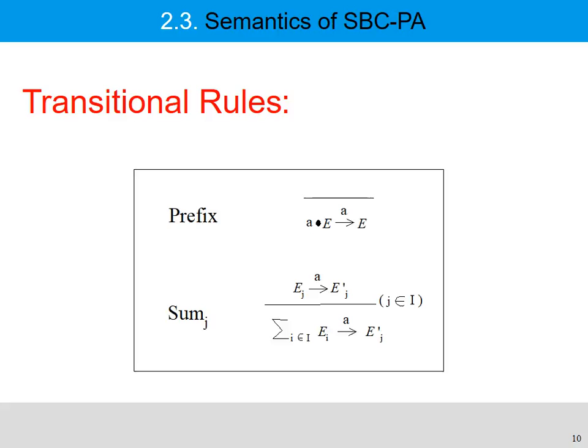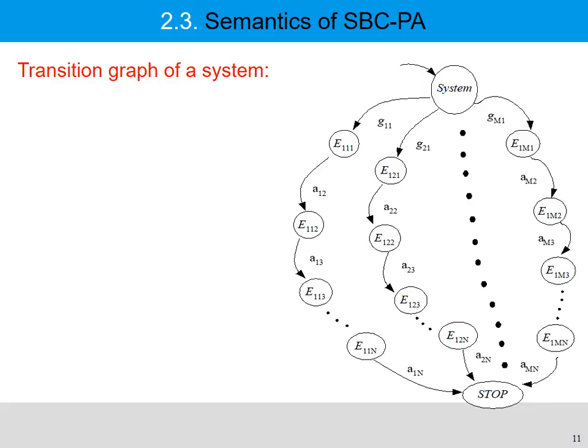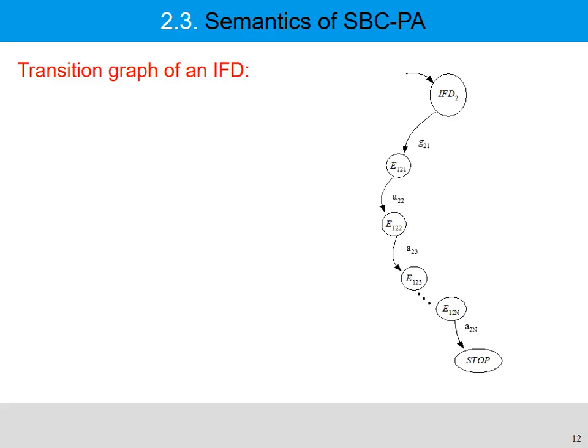SBC process algebra uses the transition rule to describe the semantics of the language. For example, the prefix transition rule and the summation transition rules. With the transition rules, we then have the transition graph of a system, as shown here. With the transition rules, we can also have the transition graph of an IFD, as shown here.